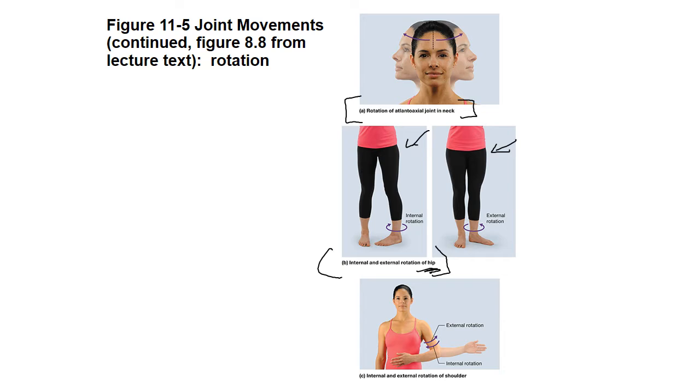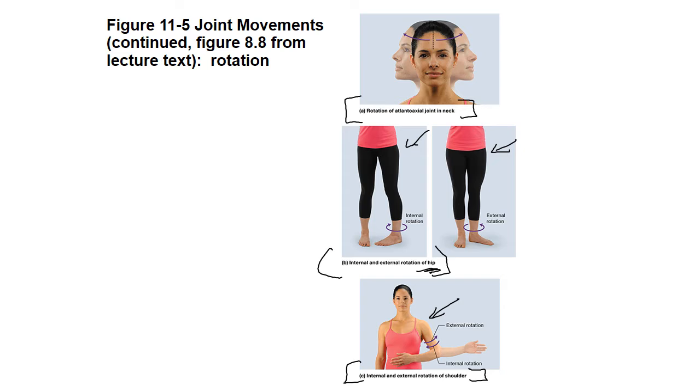Then we have internal and external rotation of the shoulder. So you externally rotate it and internally rotate it, and that's rotation at the shoulder joint. Technically it looks like abduction, taking the hand away from the body, and then if you bring it back, it's adducting. But since the motion is actually at the shoulder, it's actually rotation at the shoulder. It's not adduction at the shoulder.